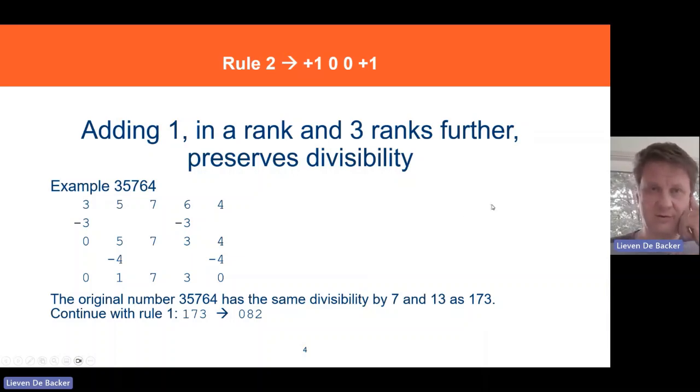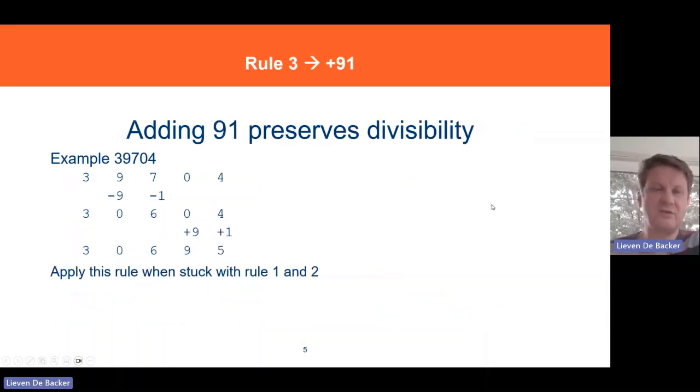Then the third rule. In some cases, you can get stuck when you meet a 9 or a 0. So you cannot add any numbers to the 9 or you get spillover. You cannot subtract from 0 because then you have to borrow. So there is the third rule, which means you can add and subtract 91 wherever you want.